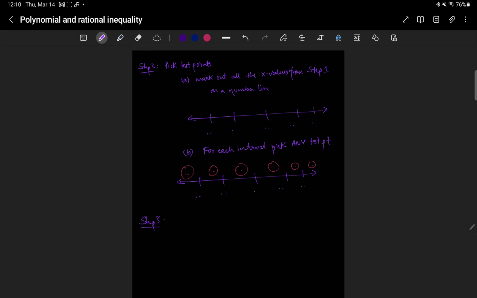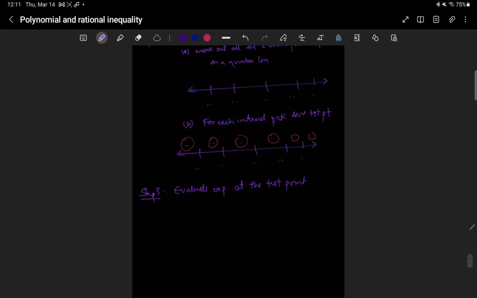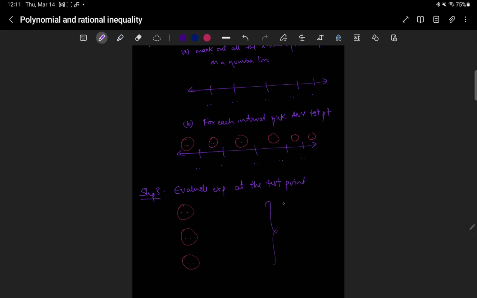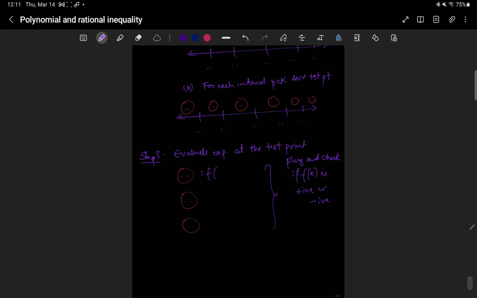Step 3, well, it's a test point for a reason because you're going to test using it. So evaluate the expression at the test point. What does that mean? For each of these numbers, we're going to plug this in, plug and check if f of x is positive or negative. Right? So f of this stuff equals whatever.